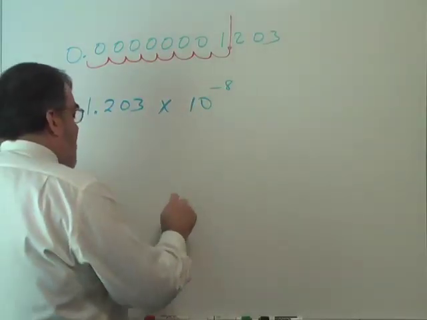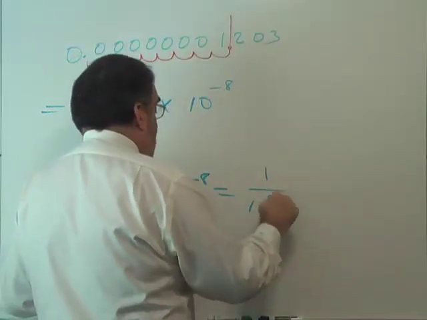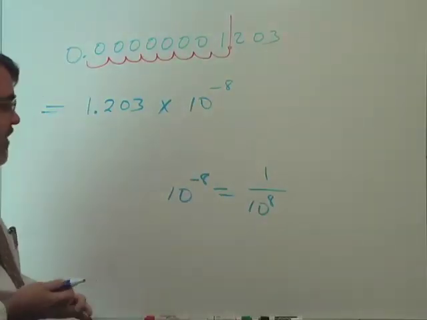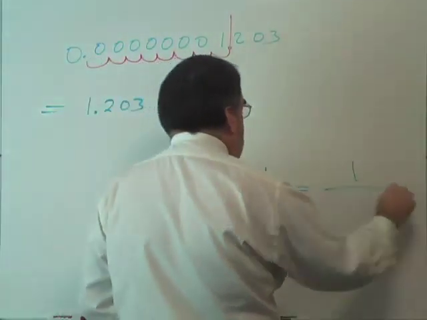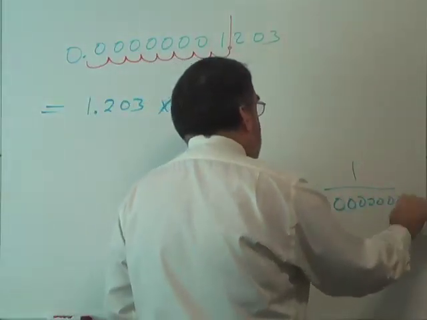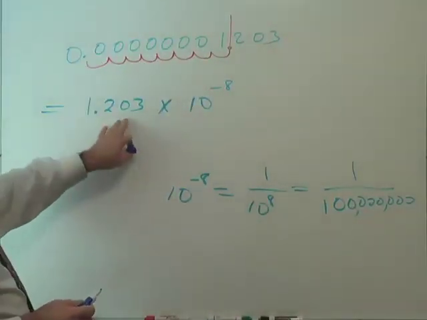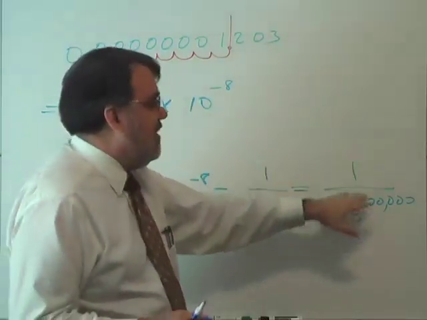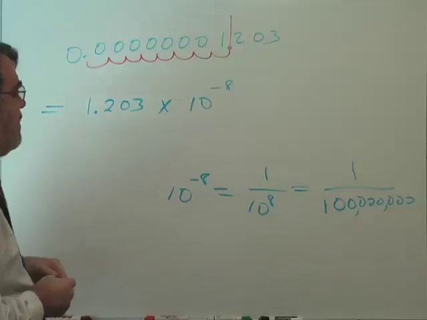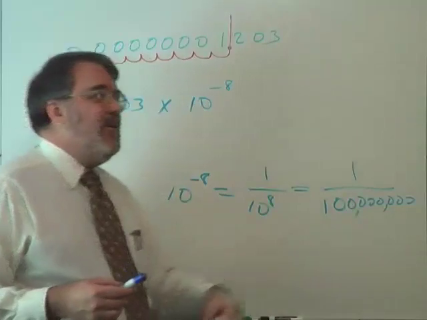Well, now what is this? 10 to the minus 8 is 1 over 10 to the 8th. Remember, I changed the sign of my exponent. It becomes a fraction in this case. And this is 1 over 1 followed by 8 zeros: 2, 3, 4, 5, 6, 7, 8, which is 1 over 100 million. So this number is really 1.203 divided by 100 million. Okay, that's what that would mean. But as you can see, if you took 1.203 and divided by this very large number, you'll get a very small decimal number there.